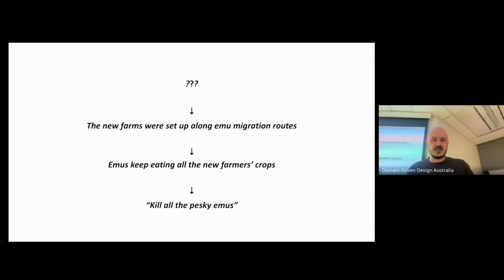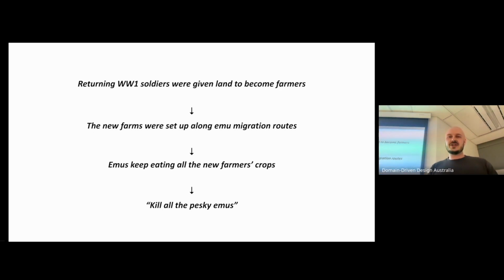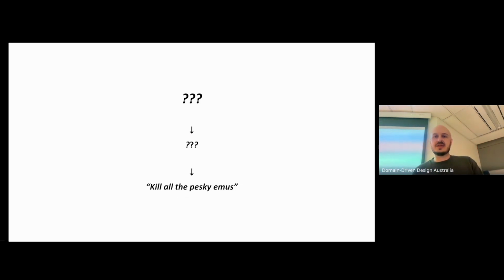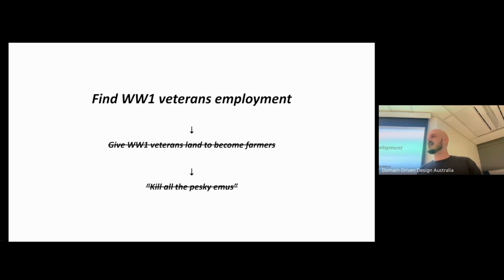Yes, it sounds like a clever idea, doesn't it? So why the need for these new farms and why on these less than ideal spots? Well, actually, it was to give returning soldiers from World War I employment. The government was giving them land for them to become farmers, for them to become self-sufficient and have employment. Now they've left the army. So in reality, the goal was never actually kill all the pesky emus. That was merely an implementation detail of a possible solution to the real problem of how to provide returning soldiers with employment.